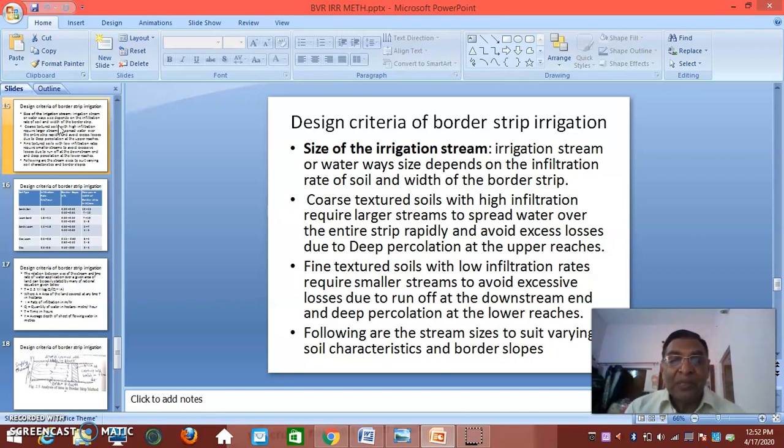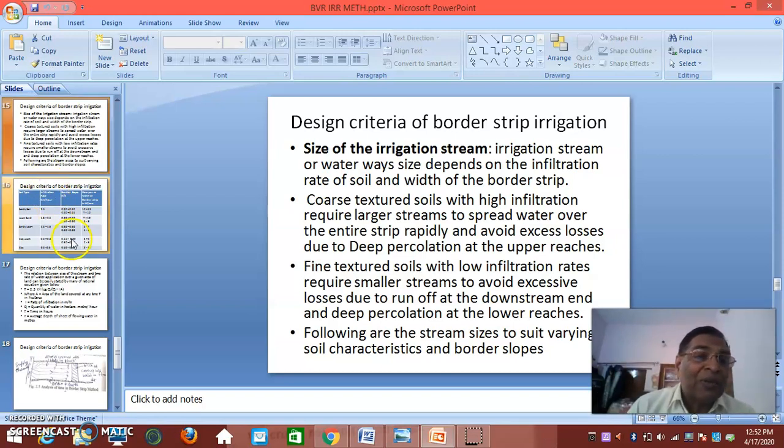Suppose in the case of fine texture soils, they have a low infiltration. They require only small streams. Why? To avoid excessive losses due to runoff at the downstream, and deep percolation at the lower reaches. Fine texture soil like clay. So the size of the stream depends upon the soil, its texture, and its infiltration characteristics.